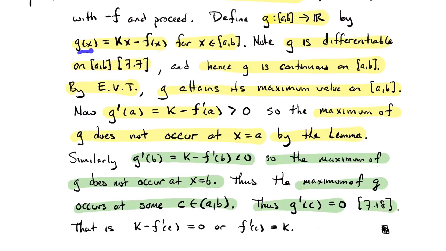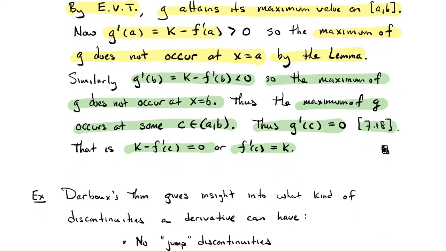But again, g prime is just k minus f prime. So if g prime is 0, well, that means that k minus f prime is 0. That means that f prime of c is equal to k. So there you go. k was any value between f prime of a and f prime of b, and we've shown that there's some input where f prime hits it. So f prime has to have the intermediate value property, even though it need not be continuous.